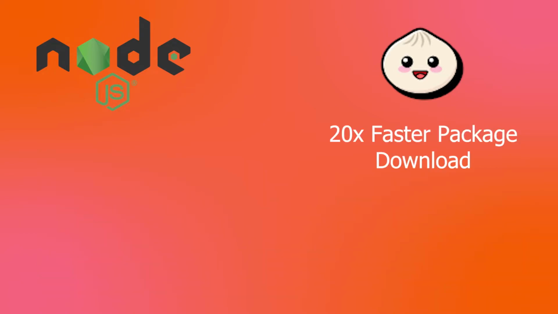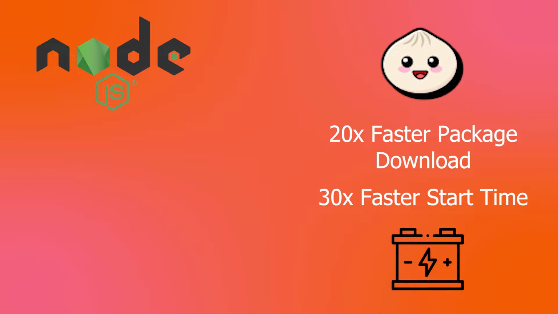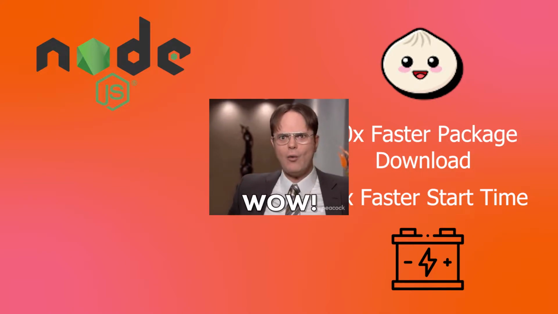It promises 20 times faster package download speeds, 30 times faster package running speeds with Bun Run. It also claims to be batteries included with a built-in test runner, fetch included at the main level, WebSocket support, TypeScript support, auto loads environment variables, and a fast SQLite package.